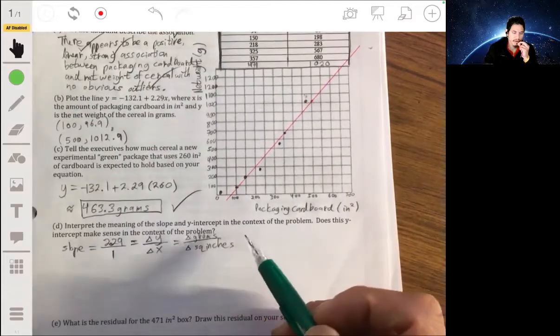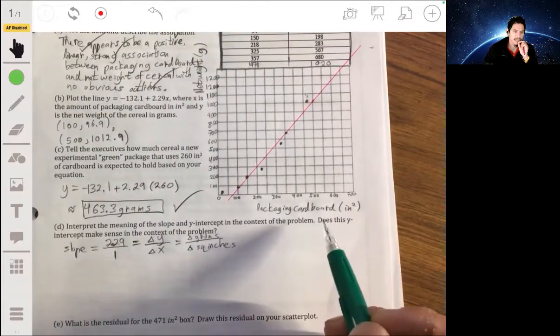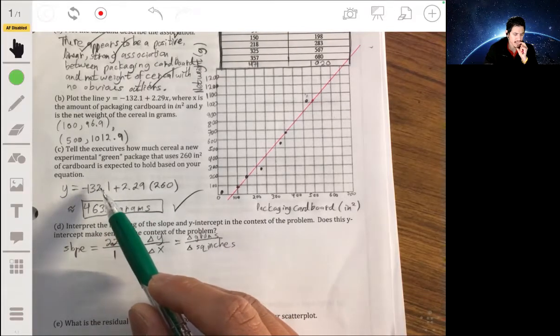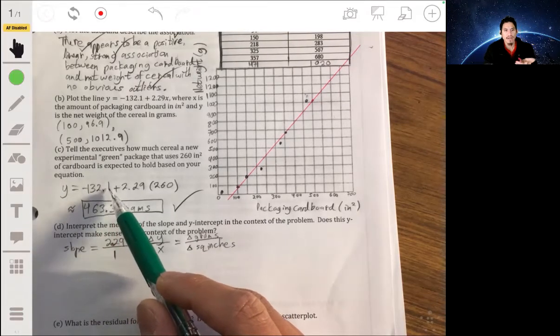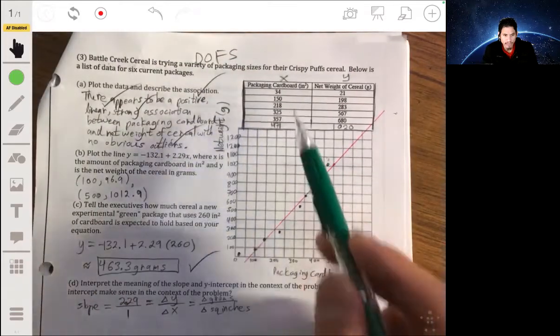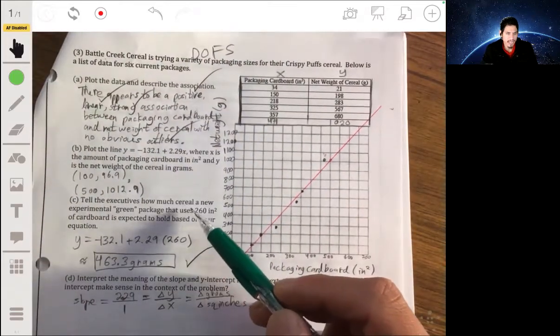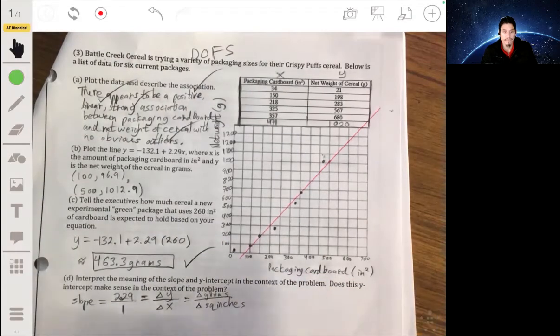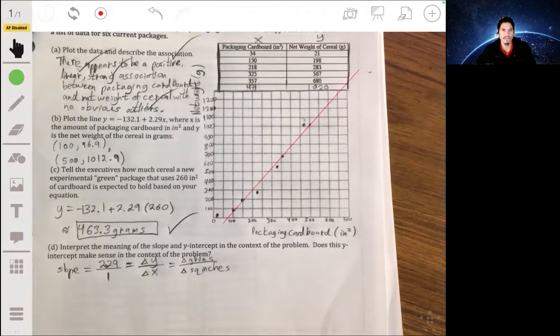I'm going to write it completely in a minute, but let's go over the y-intercept. The y-intercept would be the negative 132.1, and that's basically saying that when there's no packaging cardboard, you're expected to hold negative 132.1 grams of cereal in the box, which makes no sense, obviously.